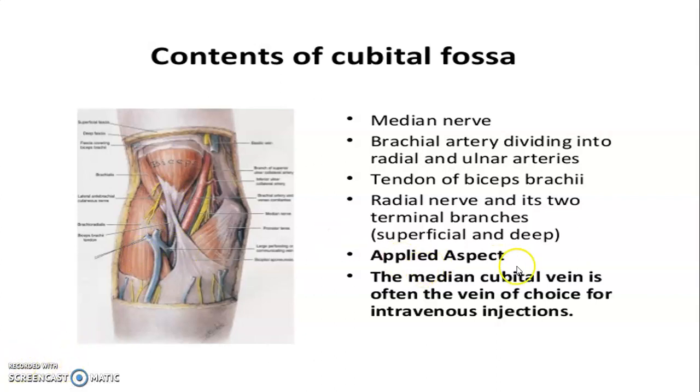So what is the applied anatomy of the fossa? Remember, we also have the nerve occurring in the fossa. So you have the median nerve, and the biceps tendon is the most medial. So the applied aspect of the cubital fossa, we have the median cubital vein, okay, and it's usually the vein of choice. It's a superficial vein of choice for intravenous injection and venipuncture.